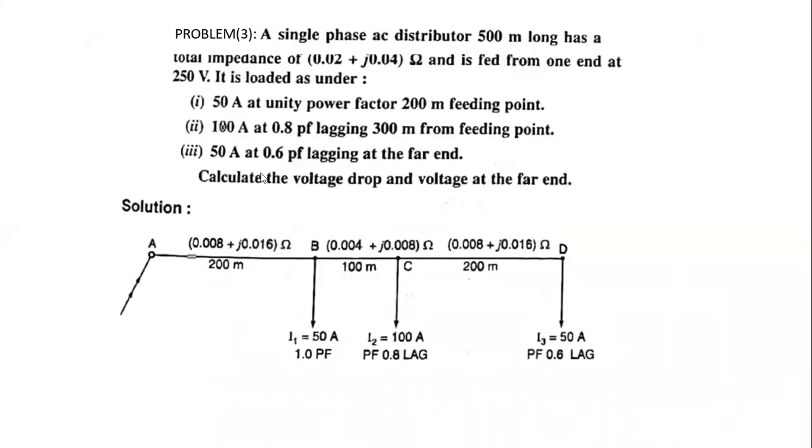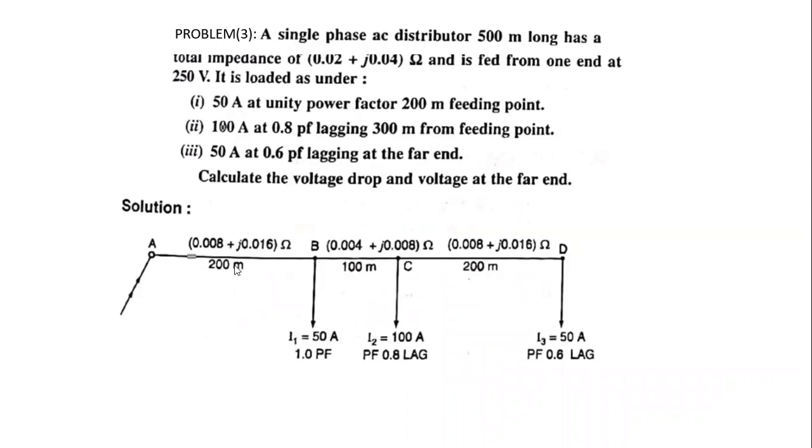Next, coming to the last problem, that is the third problem. A single phase AC distributor AB 500 meters long. The total length of this distributor is 500 meters. It has a total impedance of 0.02 plus j0.04 ohms and is fed from one end at 250 volts. It is loaded as under: 50 amperes at unity power factor, I1 is equal to 50 amperes and cos phi1 equal to unity.